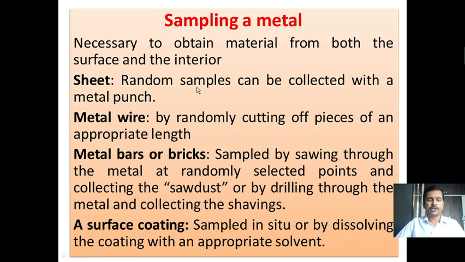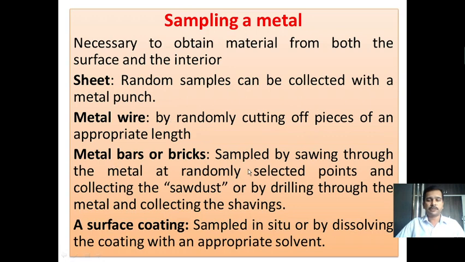You have to punch the sheet and collect all those random samples. If it is metal wire, this wire will be cut into small pieces, and all those small pieces will be pulled together, and they will have appropriate length, and they are used as composite samples.